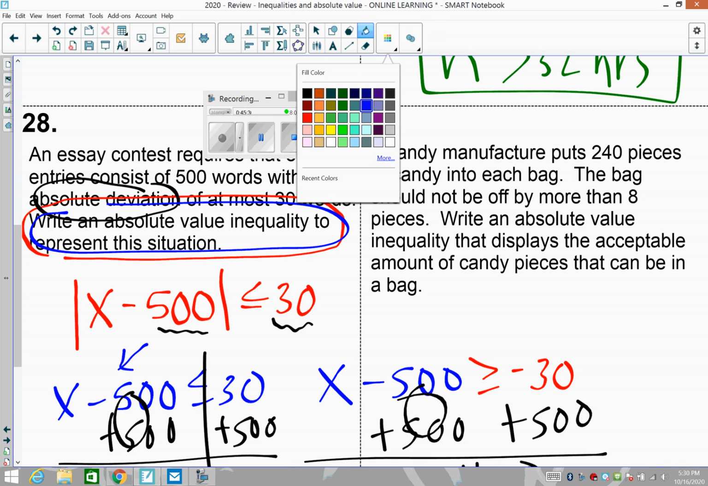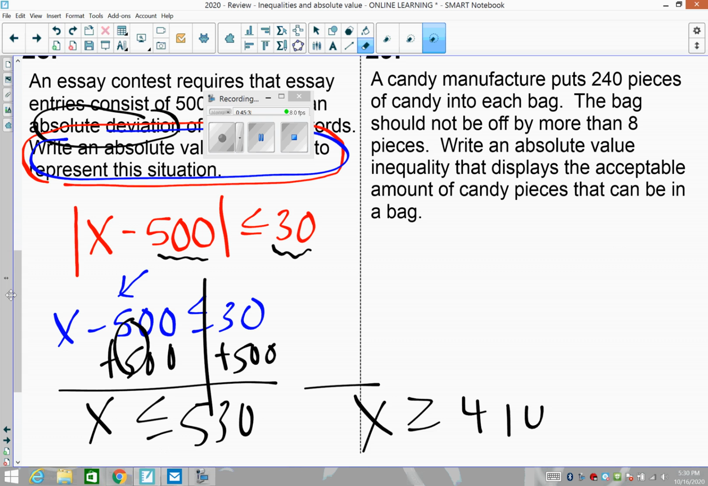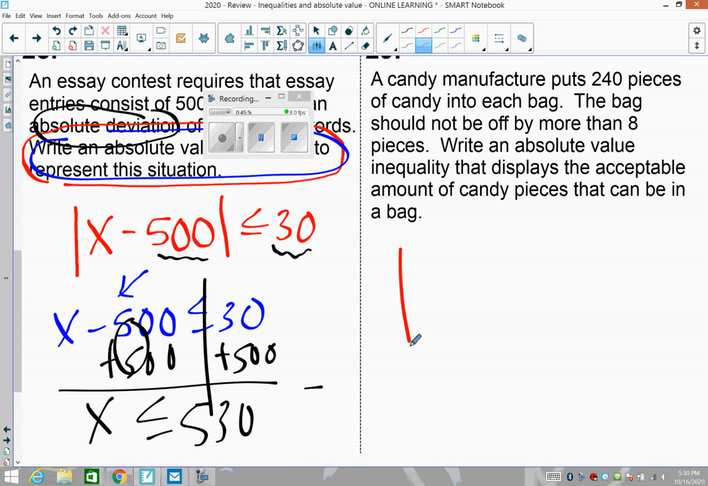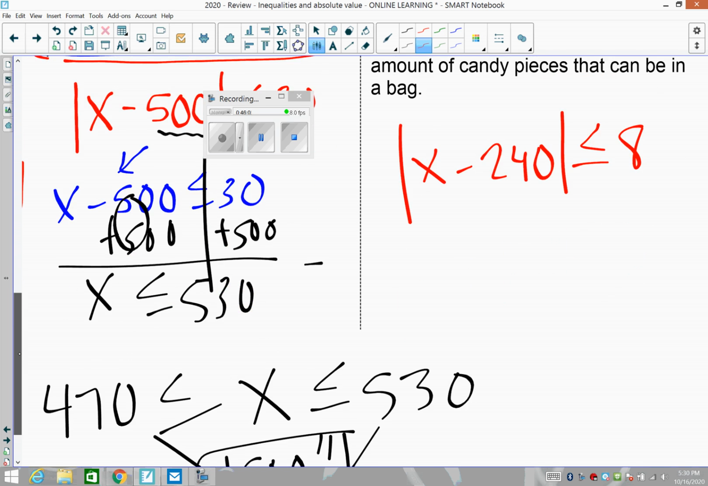A candy manufacturer puts 240 pieces of candy into each bag. Trick or treat, right? All right, that's perfect. That's perfection according to the manufacturer. So we put perfection in our deviation equation here, that's our perfect score, 240. The bag should not be off by more than 8. So not more than 8. So we'll allow it to be equal to 8 off either direction.